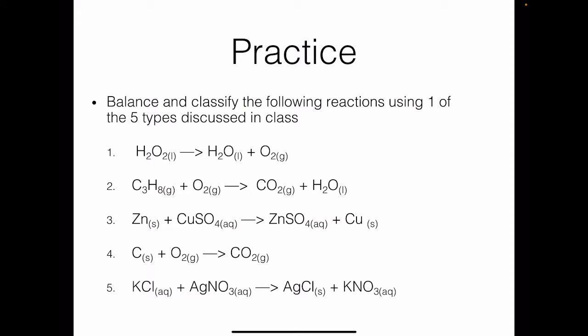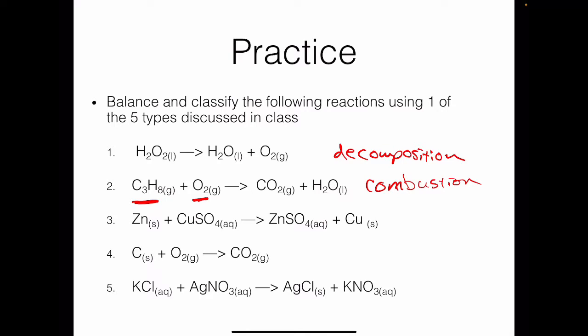So you can see in number one, we have one reactant breaking down into multiple products. This is a decomposition reaction. One thing decomposing into two other things. In number two, you can see oxygen is a reactant, and oxygen, furthermore, is mixed with a hydrocarbon. This is a combustion reaction. We have a hydrocarbon mixed with oxygen, forming carbon dioxide and water, combustion.